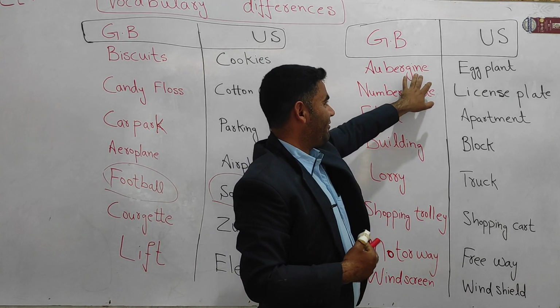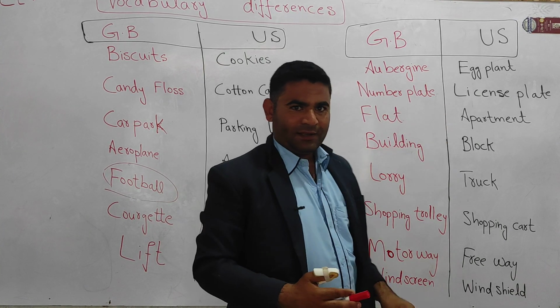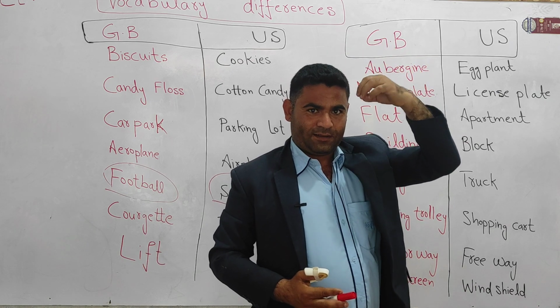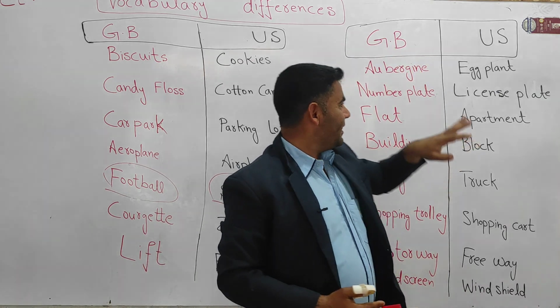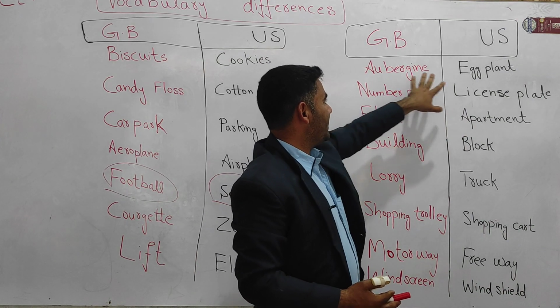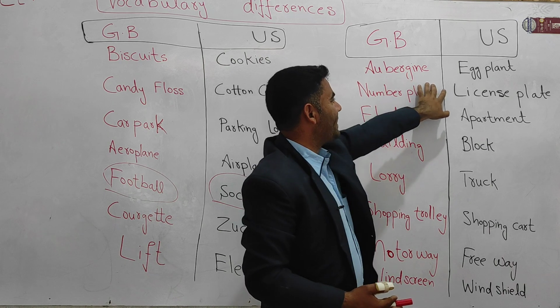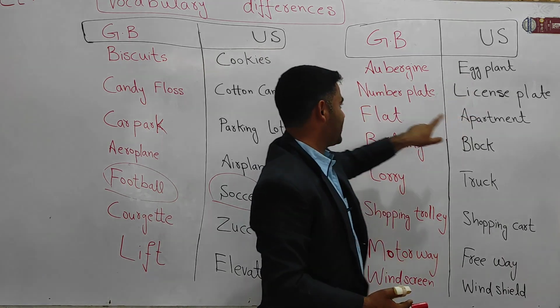Aubergine is a kind of vegetable. Because it has a crown, it's called the king of vegetables. British call it aubergine, and Americans call it eggplant.